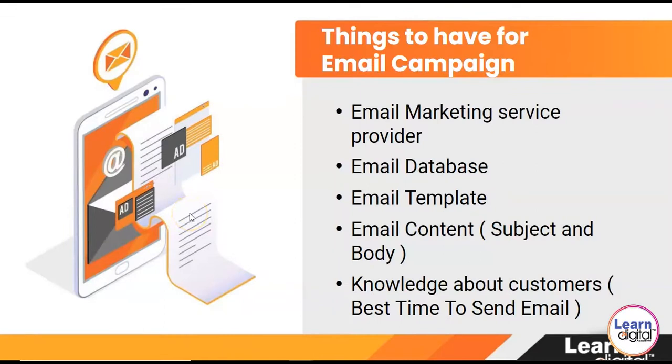Things to have for an email campaign. First and foremost, you have to have an email marketing service provider. Service providers like Constant Contact, Sendinblue, Drip, ConvertKit, Aweber, GetResponse, and MailChimp are commonly used in email marketing. Now we need to understand which services provide more features compared to their competitors.